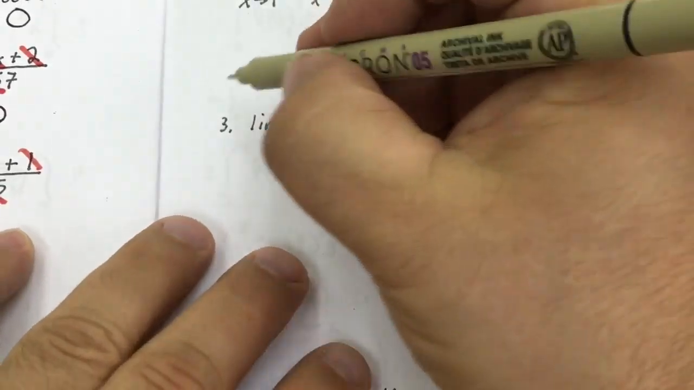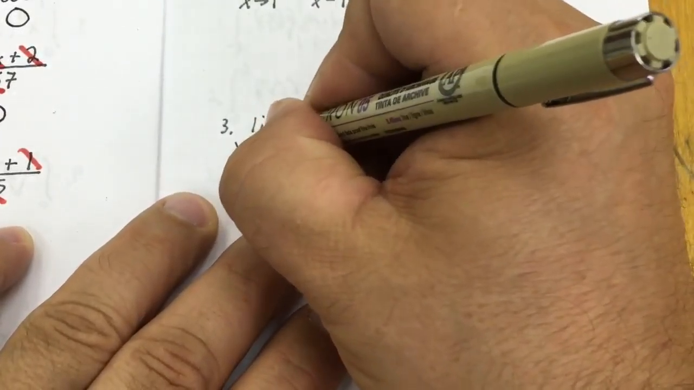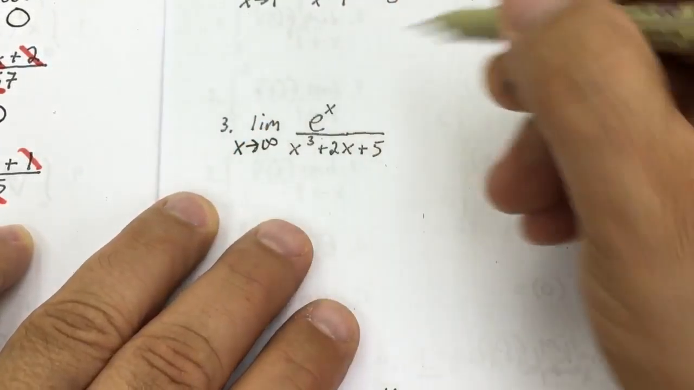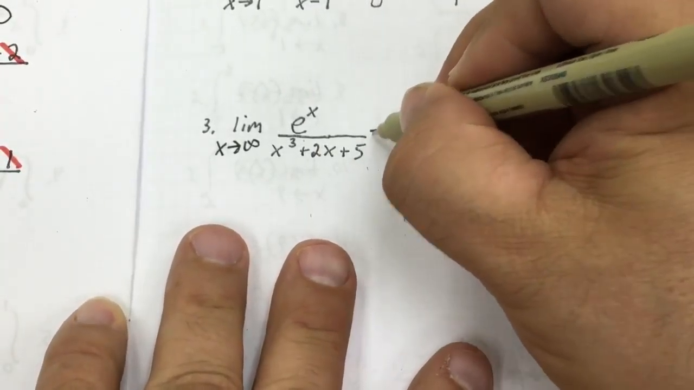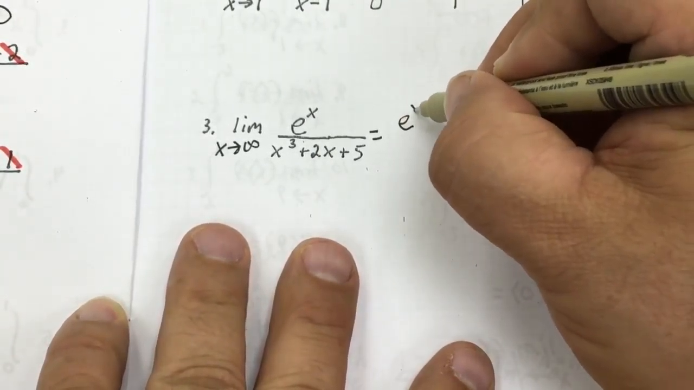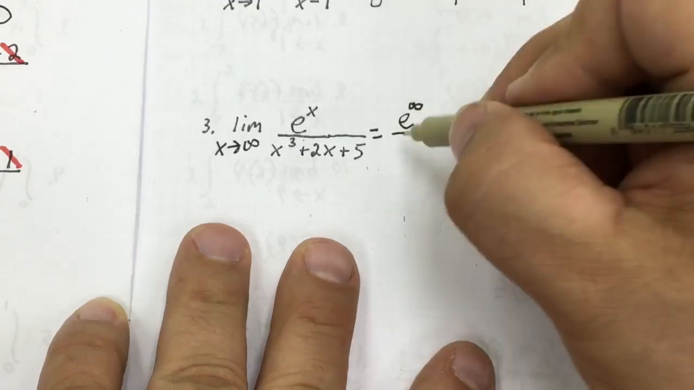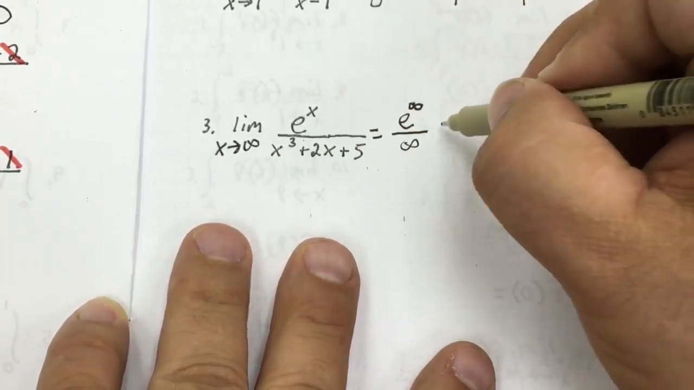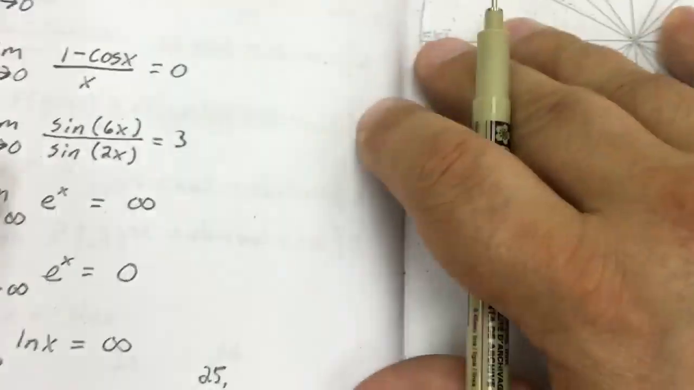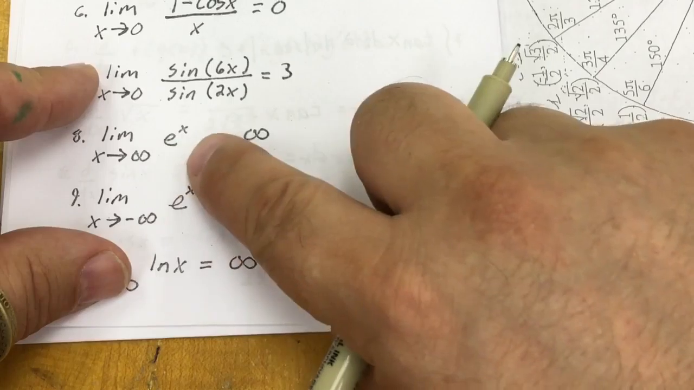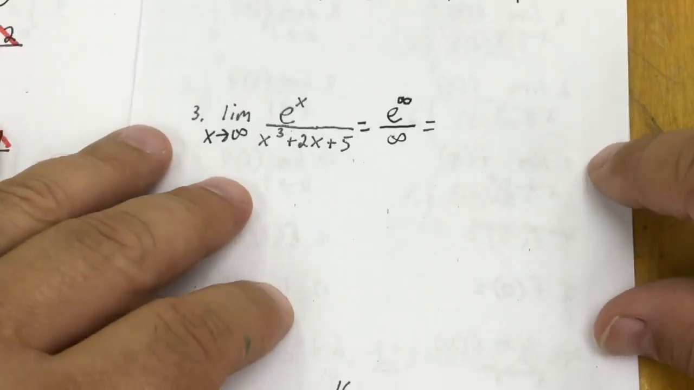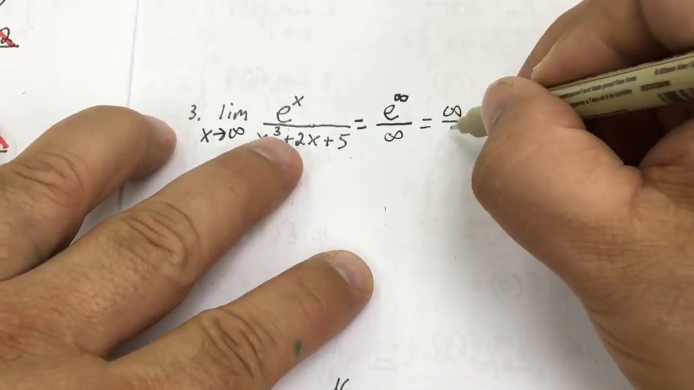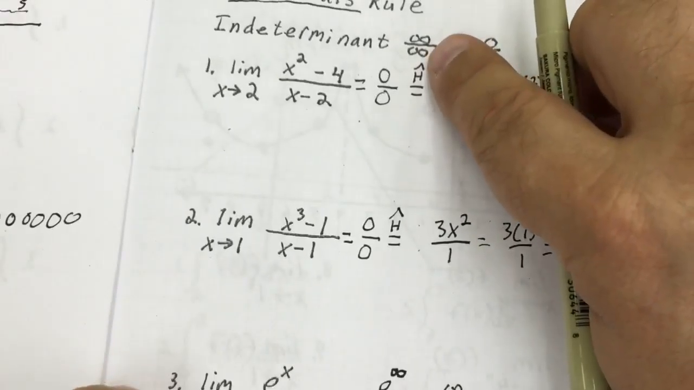Number 3 here, this should be the limit as x approaches infinity. So we can take a look at what happens when we plug that in. Well, we get e to the infinity over basically infinity, because x cubed is infinity cubed plus 2 times infinity. And e to the infinity is, I'm pretty sure I have that back here. The limit as x approaches infinity of e to the x is infinity. So this gives me infinity over infinity, which is indeterminate form.